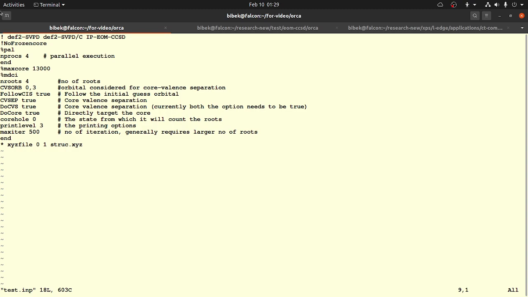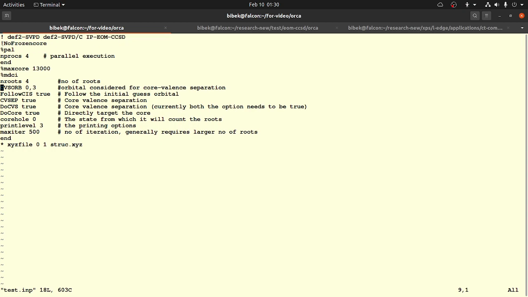The first line fixes the basis set. Here I have taken def2-SVPD. You can take an even smaller basis set than this, like def2-SVP or something, to make the calculation much faster. But since this is a water molecule, it completes within a few seconds. And for the method, you specify IP-EOM-CCSD.